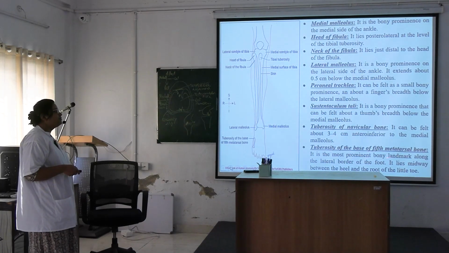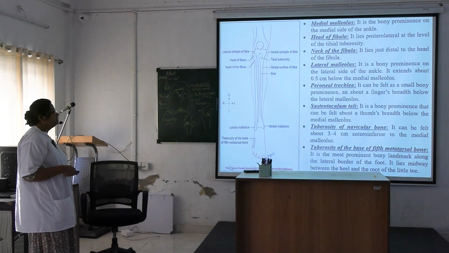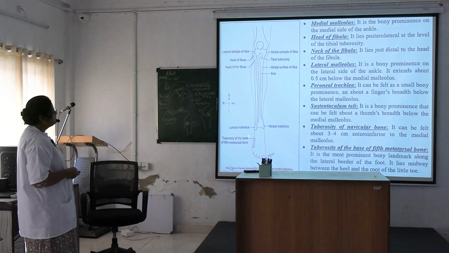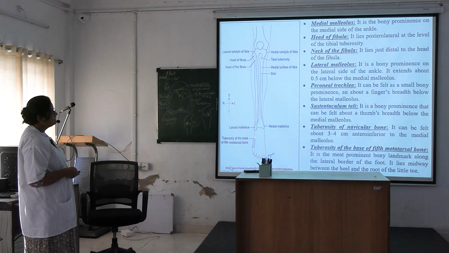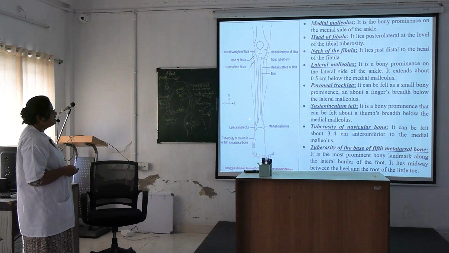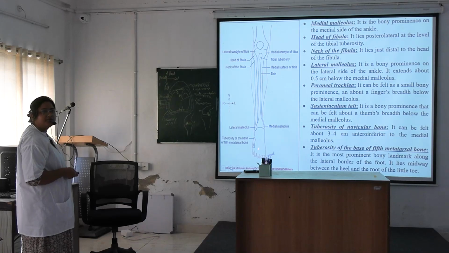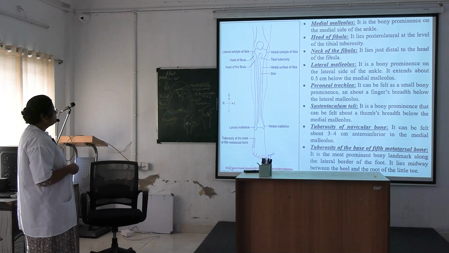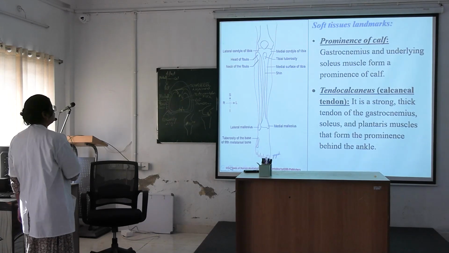Next is tuberosity of the base of fifth metatarsal bone. It is the most prominent bony landmark along the lateral border of the foot, lying midway between the heel and the root of the little toe. Okay, so these are the important bony landmarks.